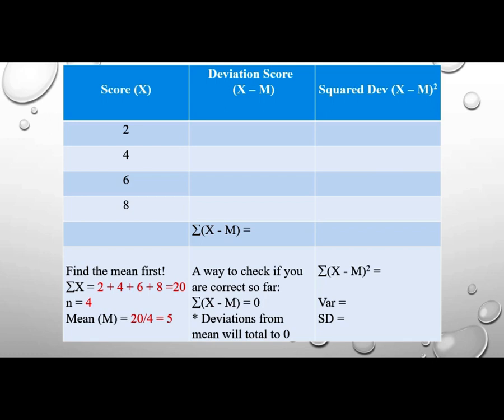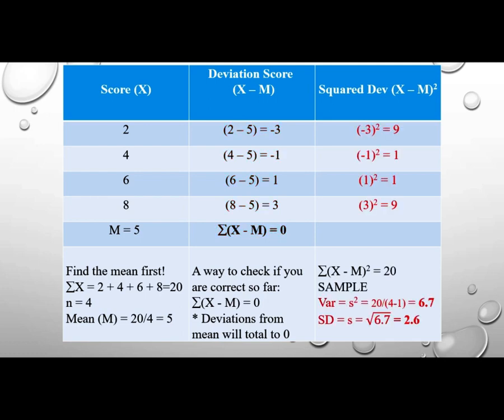If I have these 4 scores, 2, 4, 6, and 8, I find the mean first. Down at the bottom in red, I've got 2 plus 4 plus 6 plus 8 is equal to 20. My sample size is 4, so my mean is 20 divided by 4, which is 5. Now, if I take each score and subtract the mean, I get these values. 2 minus 5 is negative 3, 4 minus 5 is negative 1, 6 minus 5 is 1, 8 minus 5 is 3. We can check if we've done it right. If I sum those, I get 0. Yep, did it right.